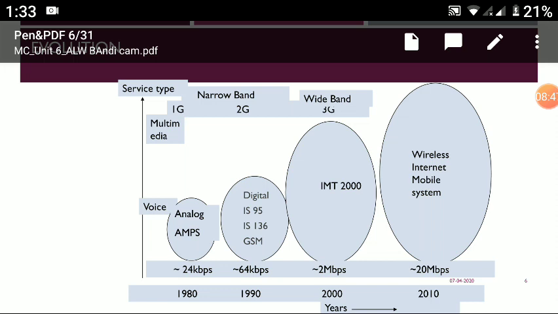But ultimately, you can get a clear idea about the speed and everything here by observing this particular ellipse also. The analog AMPS, then digital technologies were adopted in GSM, then IMT, then the wireless internet mobile system was utilized, then ultimately the speed has increased 10 times.